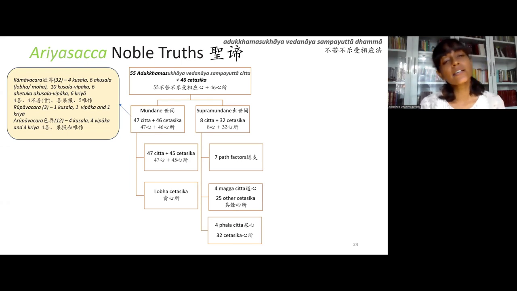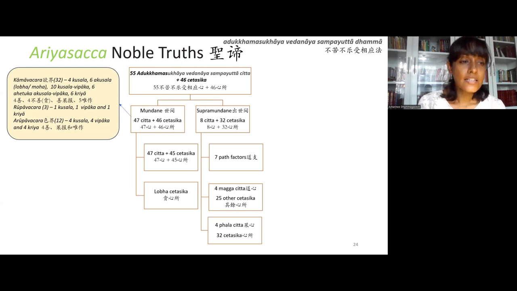Now, what are these 47 mundane chitta? They're classified under kamavachara, rupavachara, and arupavachara. The rupavachara and arupavachara chitta belong to the 5th jhana according to the 5 jhana system. And the kamavachara chitta, we get 32, 4 upekka sahagata kusala, 6 akusala. That's the 4 lobha, which are upekka sahagata, and the 2 moha. Then we get 10 kusala vipaka. So how do we get 10? We get 4 maha kusala vipaka, and the remaining 6 are ahetuka kusala vipaka.